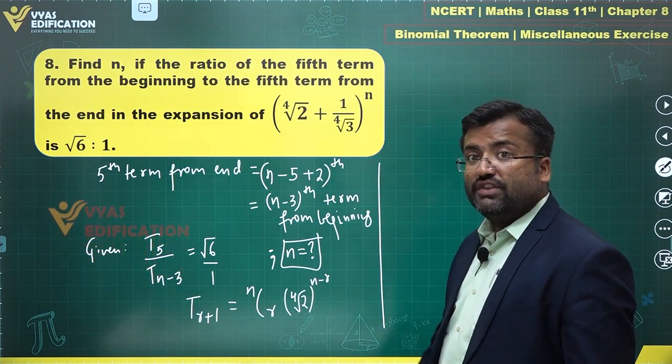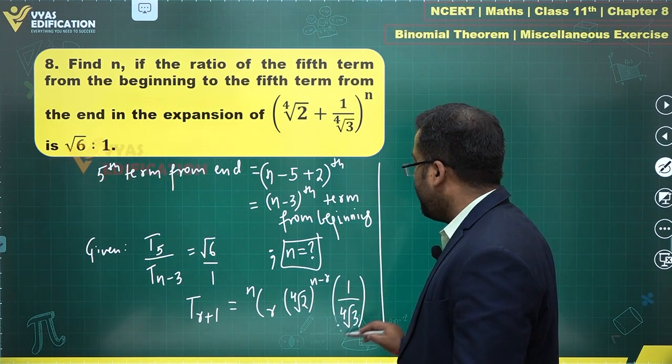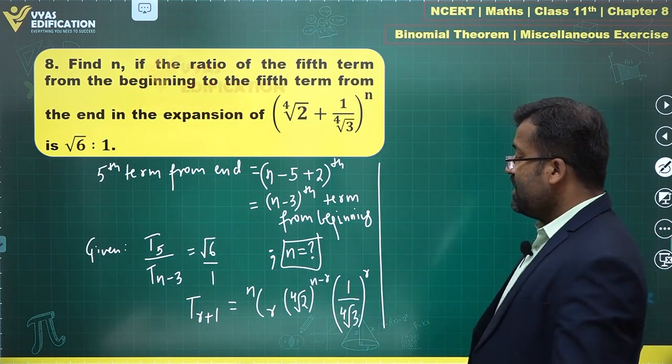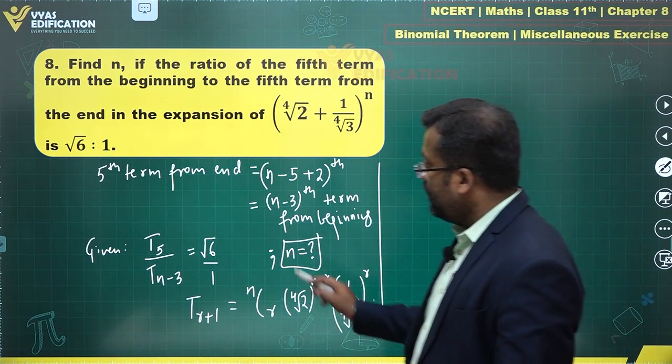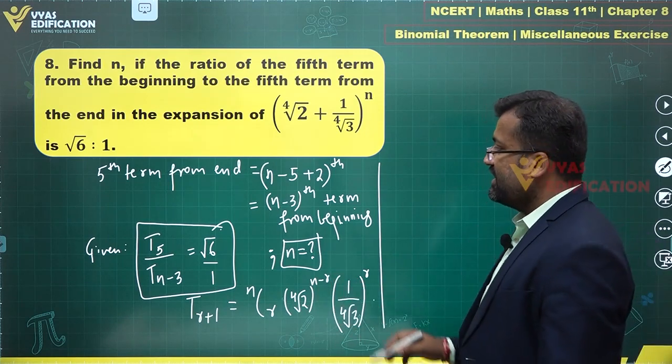And this is the fourth root of 3 in the denominator. So this is 1 over the fourth root of 3 raised to power r. This is what you'll have. Since you have written the general term and you also have this expression, let's begin from here and substitute the general terms.